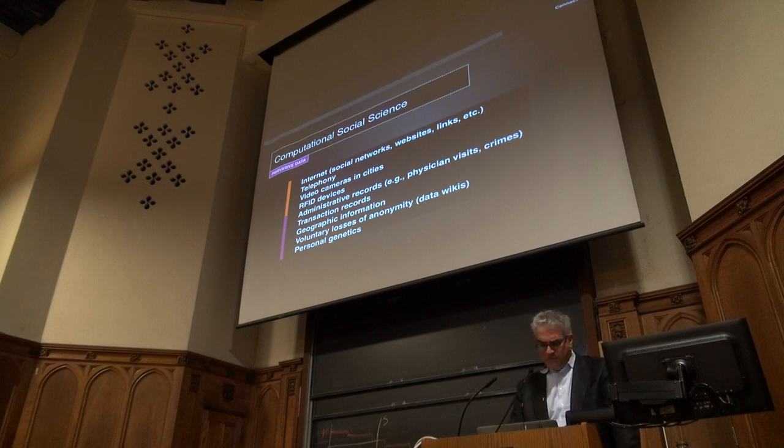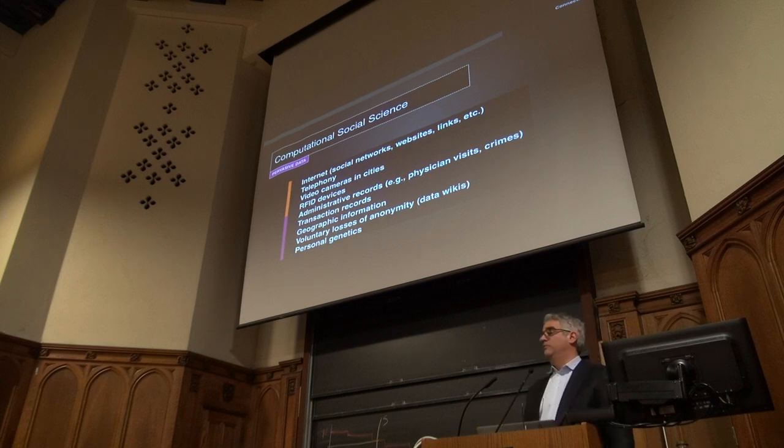But the question still remains, what are the big intellectual questions that such data might be put in the service of? And I think there's several such questions. In some ways, the deepest and most fundamental question I think we could use these data to address is the question of the origin of behaviors, values, and norms.